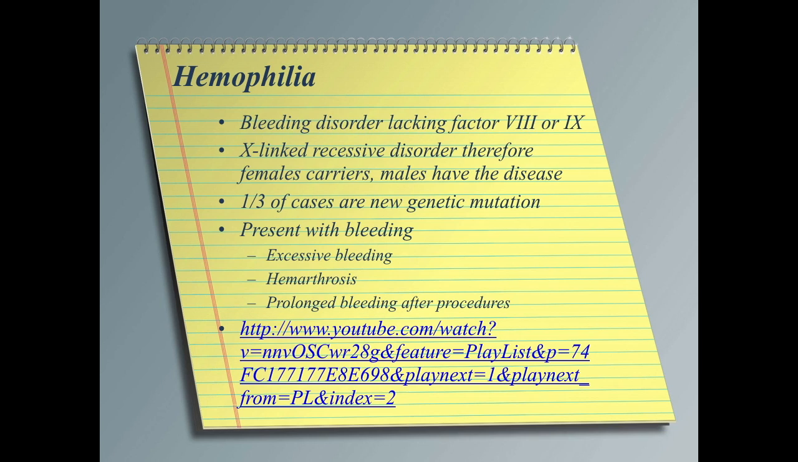So the problem with hemophilia is they are lacking a factor that's required in the clotting cascade. And you should have learned the clotting cascade in physiology, but you've promptly forgotten it. For hemophilia, they are lacking either factor 8 or factor 9, and they really have different names. Factor 8 is hemophilia, factor 9 is Christmas disease.